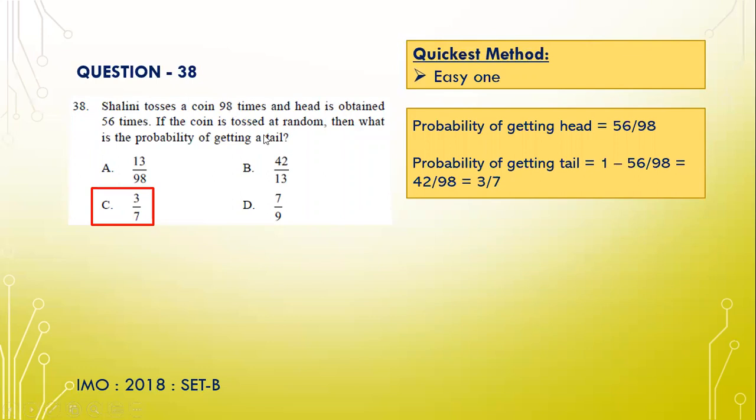So now probability of getting a tail in this situation will be 1 minus probability of getting a head, which is 1 minus 56 upon 98, which is 42 upon 98. 42 upon 98, which is 3 upon 7, isn't it? 14 3s are 42 and 14 7s are 98. So it is 3 upon 7.